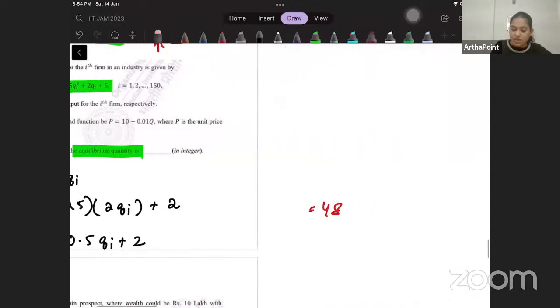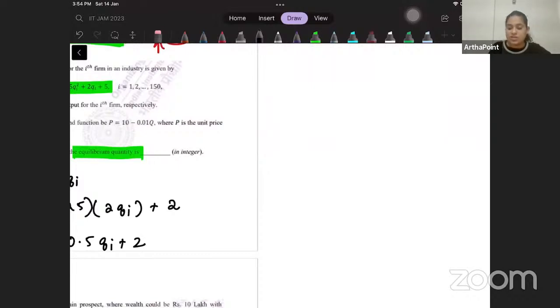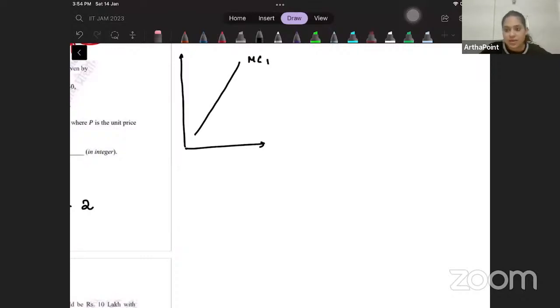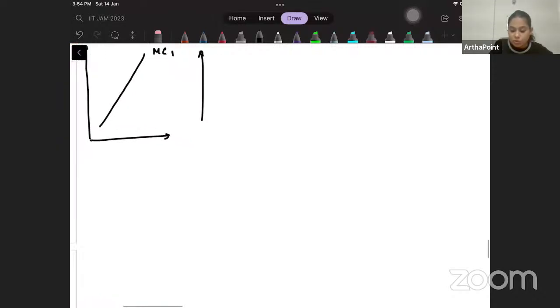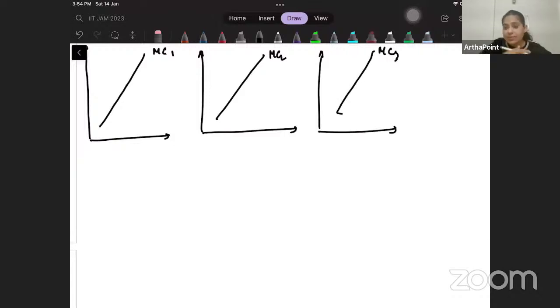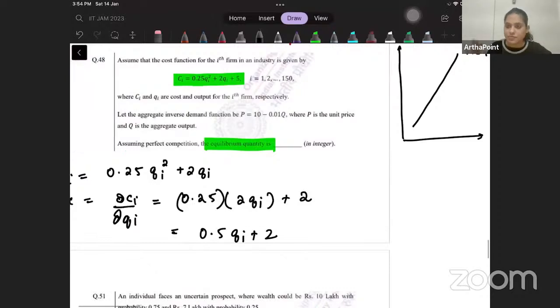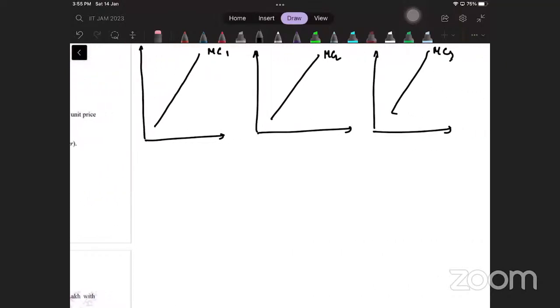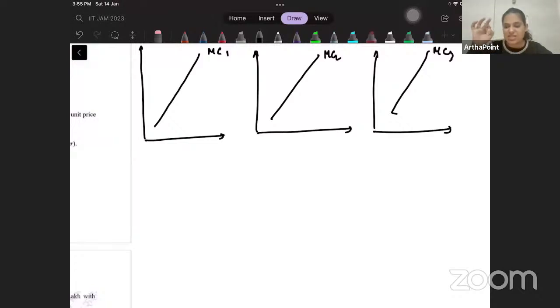Now, we know that, listen very carefully, marginal cost is the supply curve of a firm. So suppose this is the MC of firm 1, this becomes its supply curve. Similarly, firm 2's marginal cost, firm 3's marginal cost, and so on. These are all similar. They are the same firms. And there are 150 such firms. Always remember, to find the market supply, we add individual supplies together.